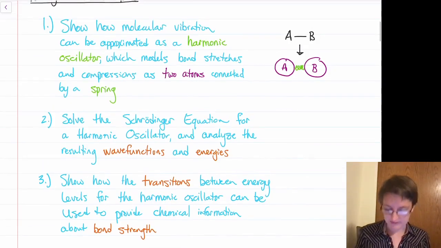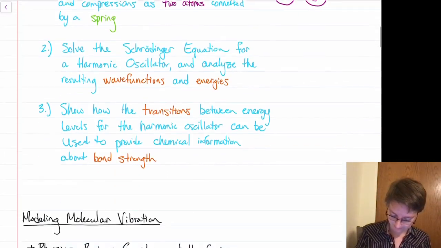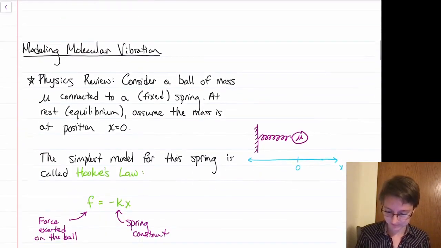And then last but not least, I'm going to give us a brief example of how, if we understand the transitions that occur between energy levels for the harmonic oscillator, we can understand and glean some information about the chemistry of the system. And in particular, these energy transitions are going to help give us information about bond strengths. And so with that, let's get started.